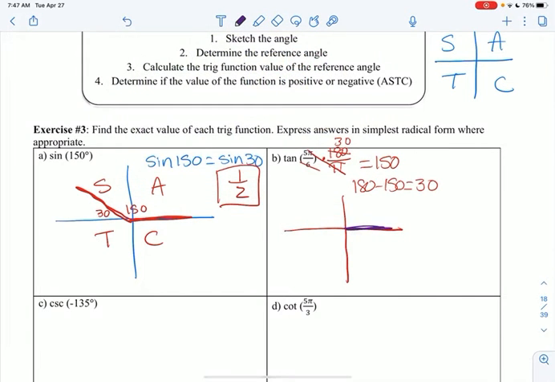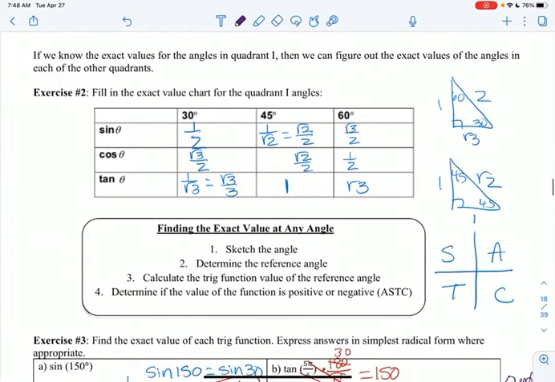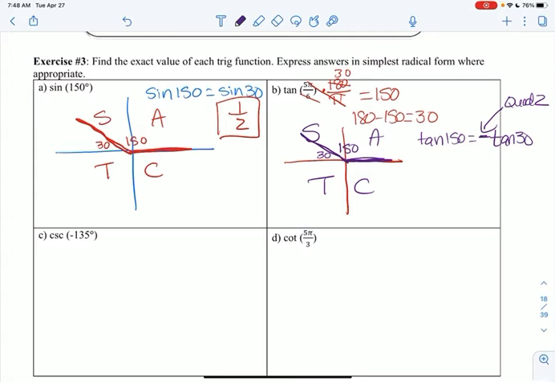All right, so here's my 150, but it has a reference angle of 30. I am in the second quadrant. In the second quadrant, tangent is negative. So tangent of 150 is the same thing as negative tangent of 30. Don't forget the negative, because I am in the second quadrant and tangent is negative in the second quadrant. Well, tangent of 30, if I looked at my chart up above, is radical 3 over 3. All right, so this is just going to be negative radical 3 over 3.